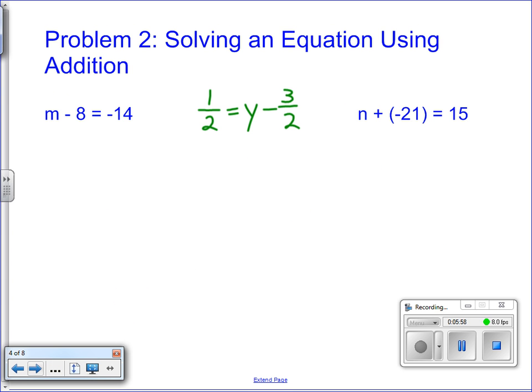The method I'm going to demonstrate on this one is called the horizontal method. On the horizontal method, when you copy down your equation like this, you have to do it again. And horizontal means that we're going to undo the subtraction by adding the 8 to both sides.